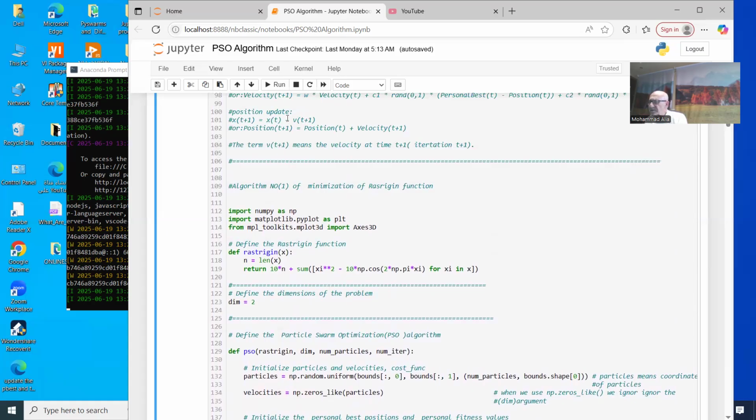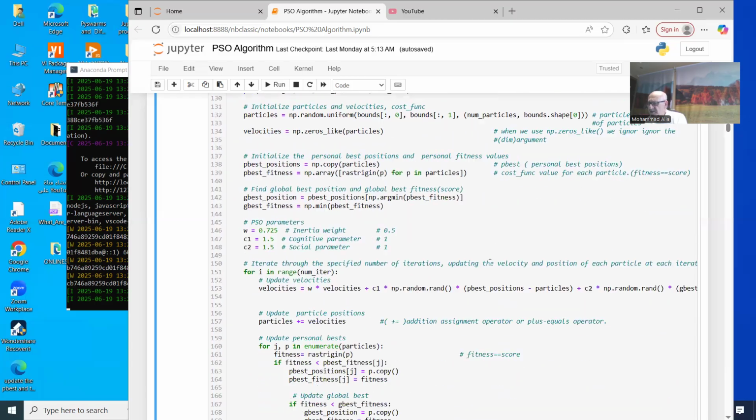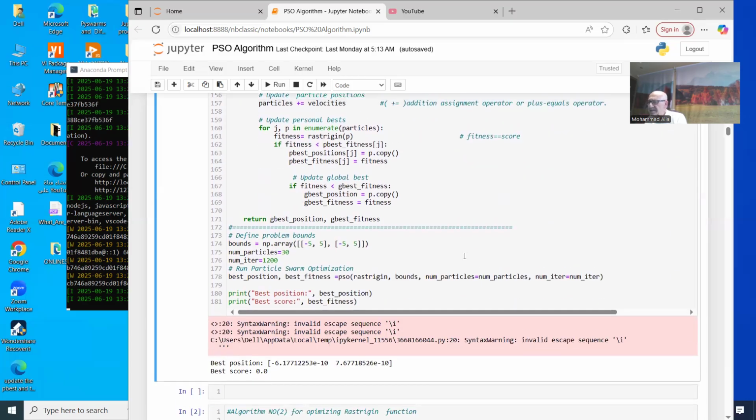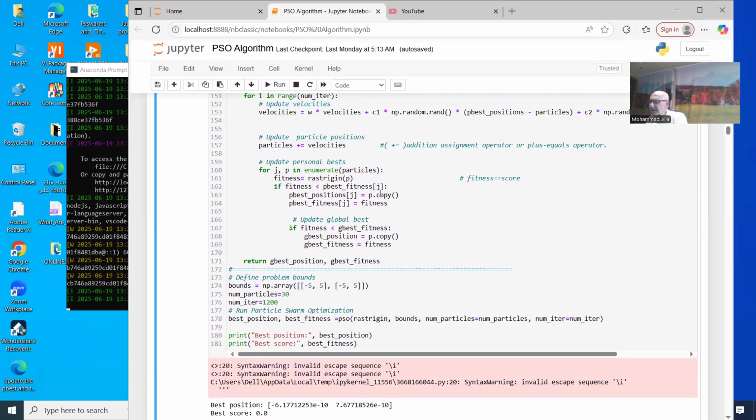The new velocity in the following iteration is equal... is added to the current position to get an updated value of the position. So this is which is done or shown here. And the last step we shall do now is to update the personal best and the personal best positions and fitness and the global best position and fitness.